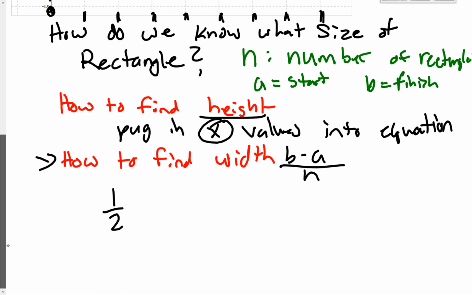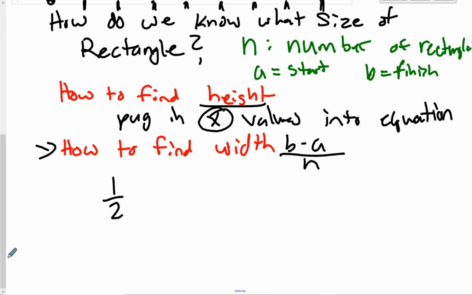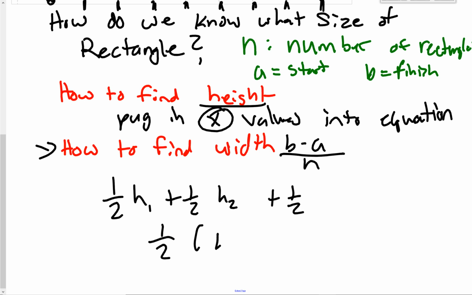Well, what do you notice about those heights? Aren't those heights all the same, 1/2? So instead of taking 1/2 times whatever the height of the first one is, plus 1/2 times the height of the second one, plus 1/2, well, that's the same as just adding up all those heights. Height 1, height 2, height 3, and so on, and then just multiplying by 1/2, the width. And so that's where we get to finding the areas underneath these curves. So that's kind of the process.